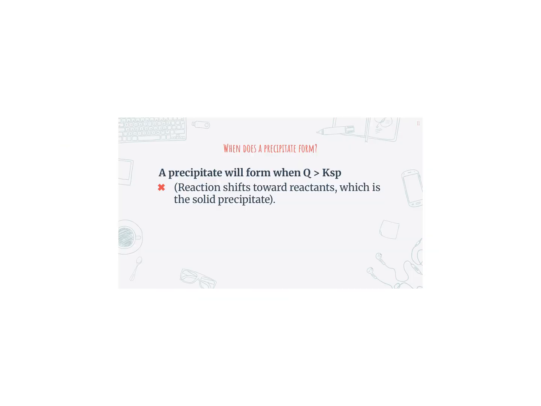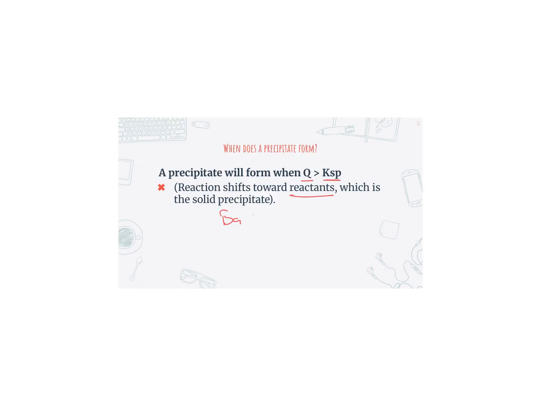Now, thinking back to Le Chatelier's principle, I've been asked this question before, and I said that eventually we would learn why things precipitate. Here is the mathematical and physical reason why. A precipitate will form when Q is greater than KSP. In other words, the reaction shifts towards the reactants, which is a solid precipitate.